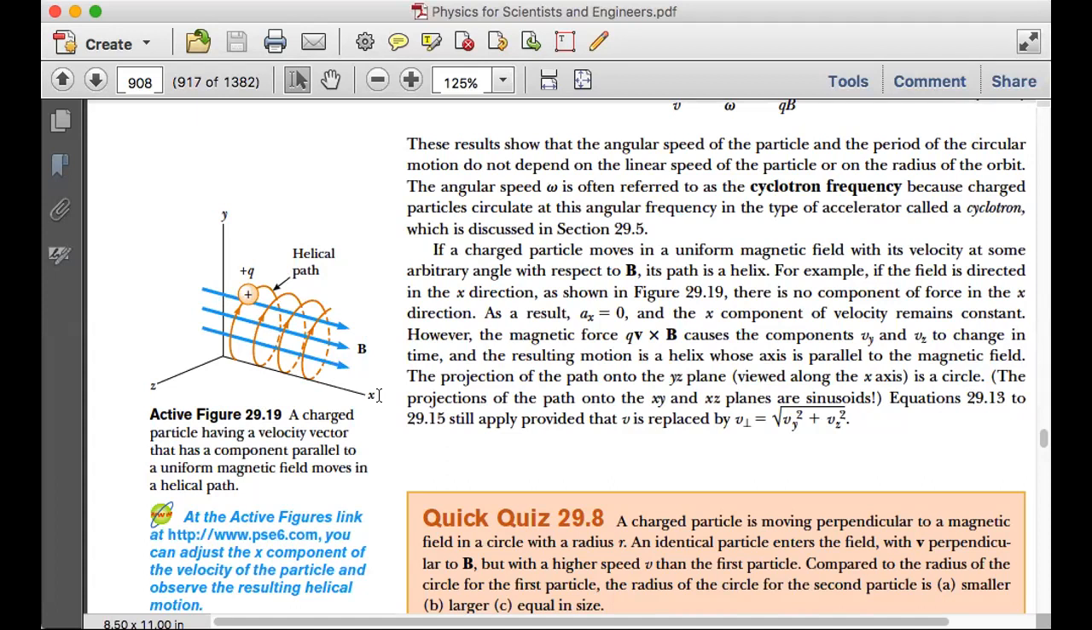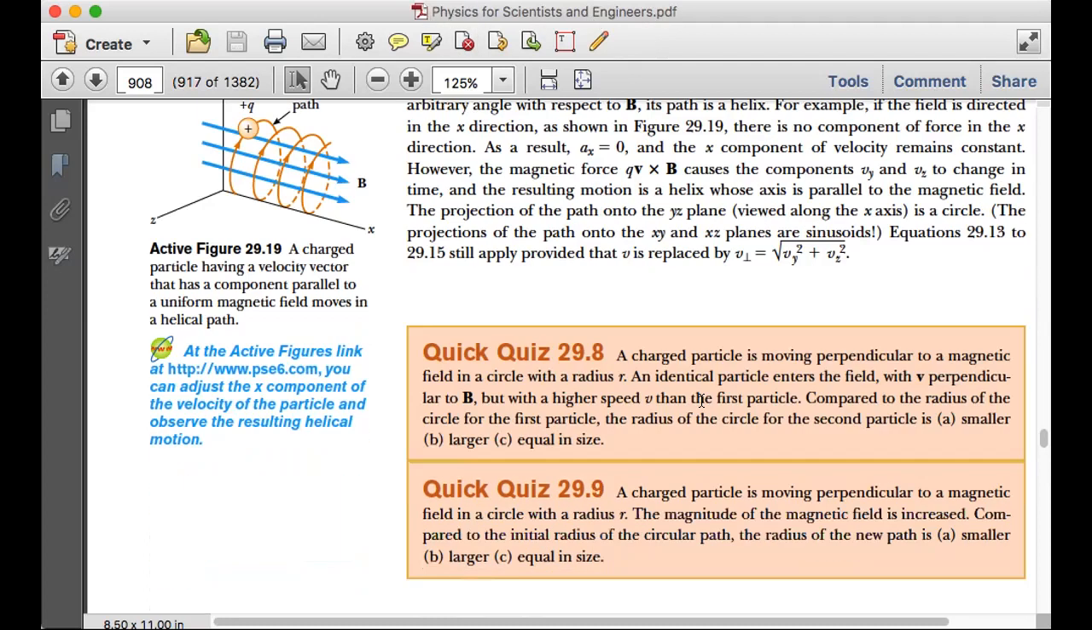Any question? Is that clear so far? I think it's clear, sir. Okay. You can see also in Halliday Resnick, but I use another book. You can also search on the internet. This book is Serway, Physics for Scientists and Engineers.